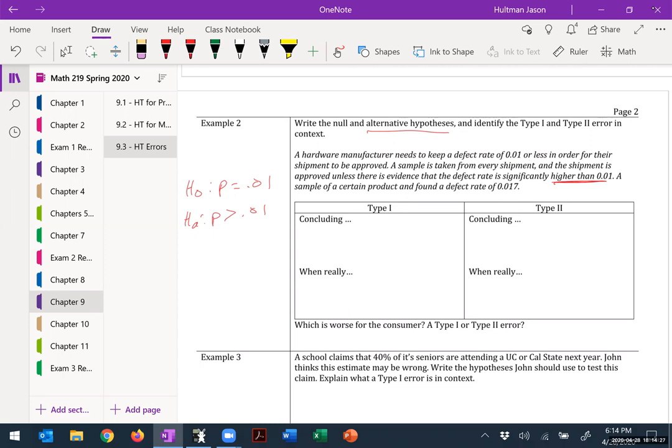Okay, type 1 error here. Type 1 error, we reject the null. So we would conclude that the proportion is higher than 0.01 or 1%, when really it is 0.01 or lower. Okay, we reject when we shouldn't have.